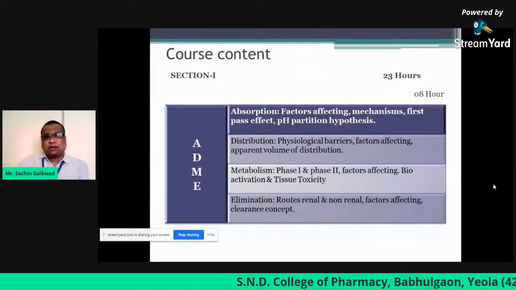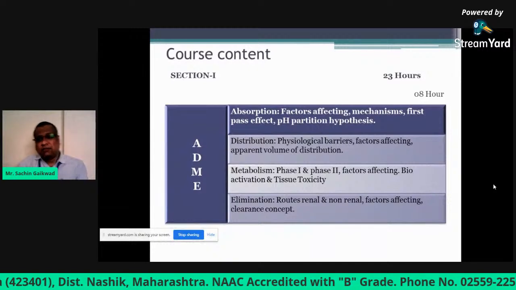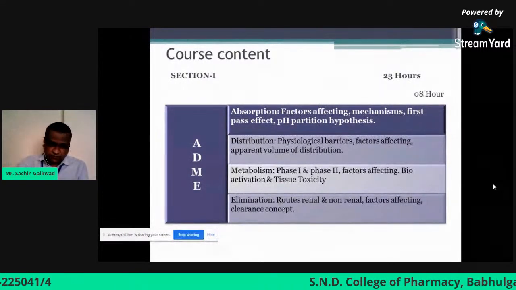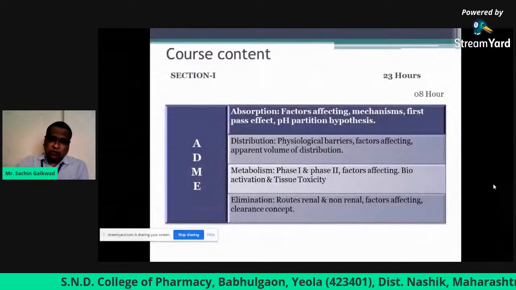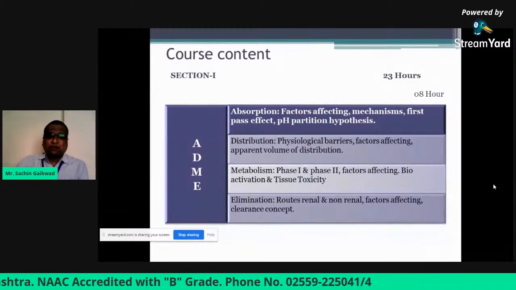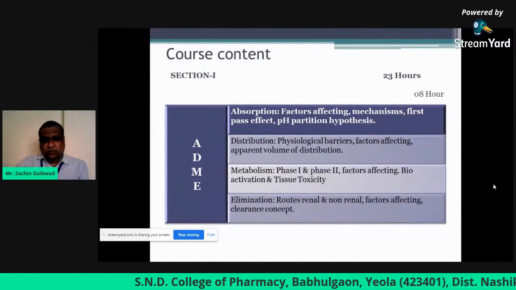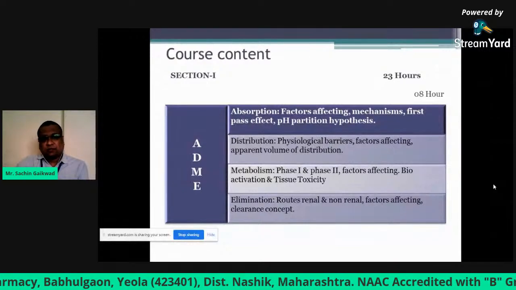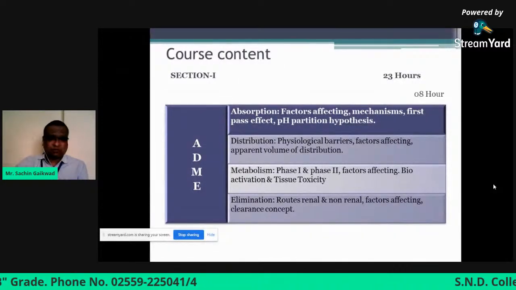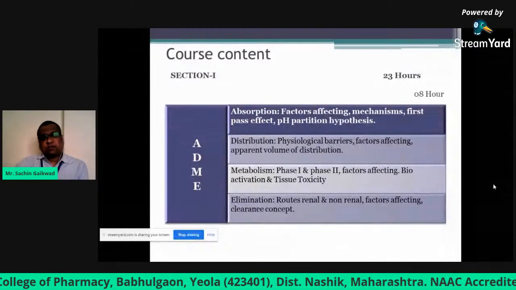If you are clear about absorption, distribution, metabolism, and elimination or excretion, then you will be able to develop a new dosage form for a particular molecule or a new drug molecule. Because for the development of a new dosage form, you have to be clear about how that drug will get absorbed into the body, how it will get distributed, how it will get metabolized, and how it will get eliminated. So first one is absorption. In this chapter, we have to learn about the various factors which affect the rate of absorption. Second one is the mechanism. After that, the first pass effect and pH partition hypothesis.